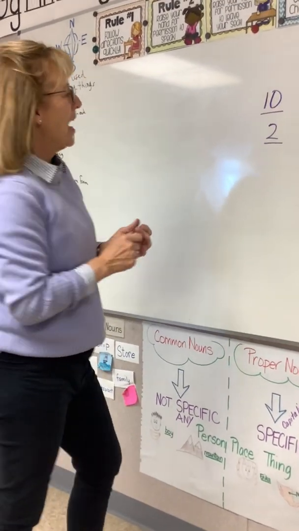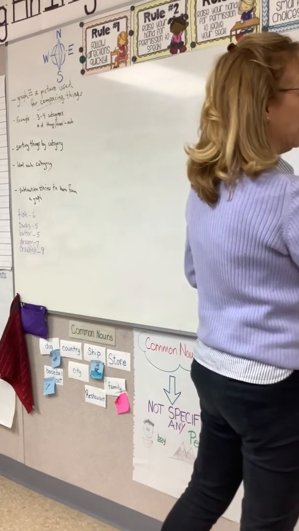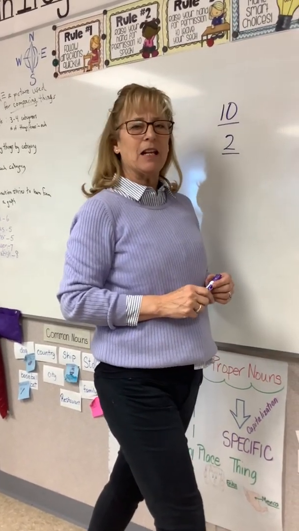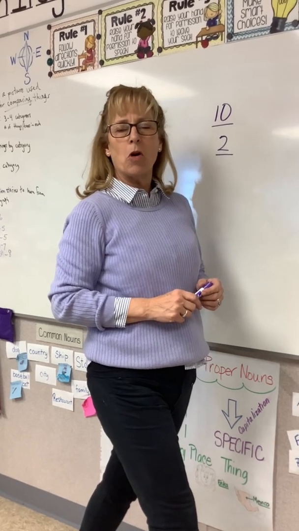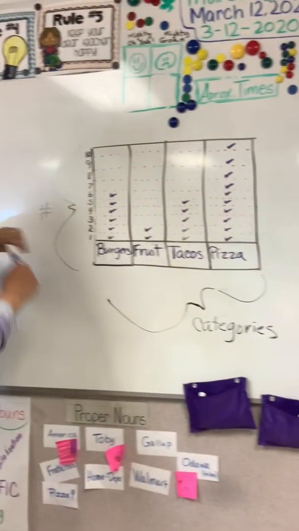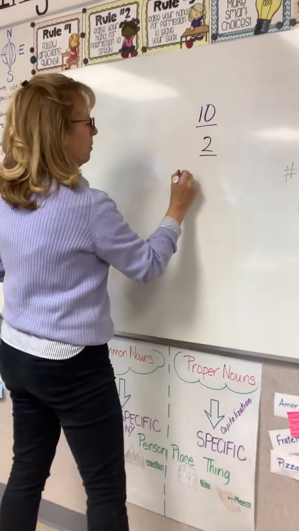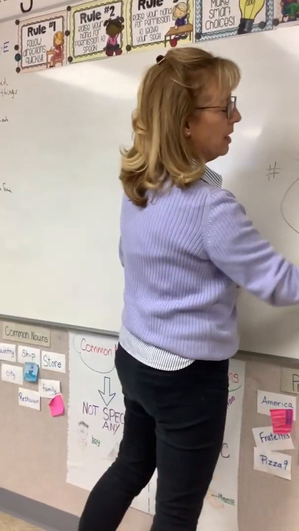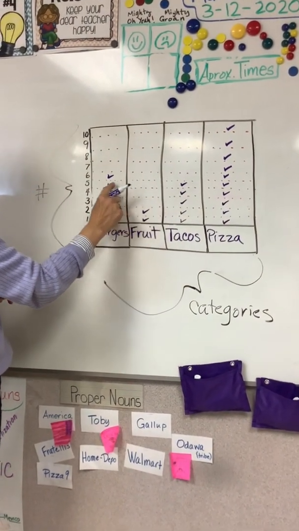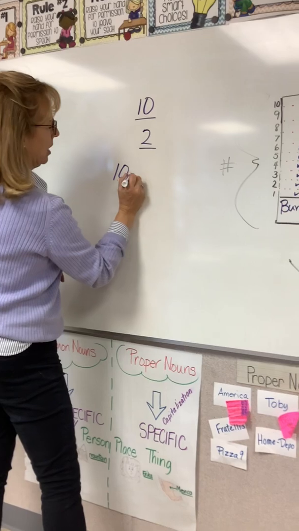Okay, let's actually do an equation. How many more people like pizza than like tacos? Okay, so we have 10 up here, and we want to know how many more people like pizza than tacos, and we have 5 people that like tacos.